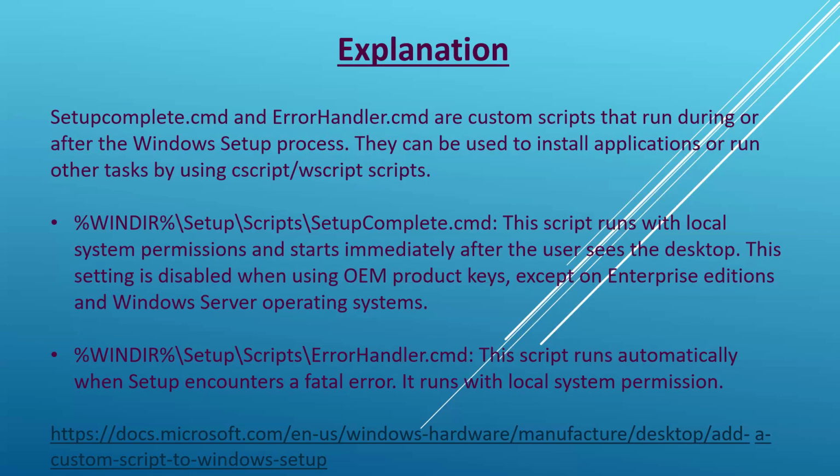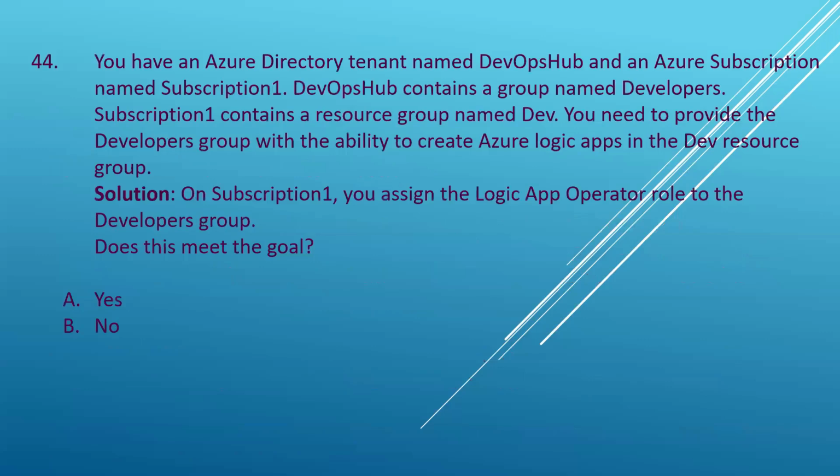Error handler.cmd, which is not in the scope of this question, runs automatically when setup encounters a fatal error. It runs with local system permissions. Now, there is a link on the screen. You can refer to this link to understand more about these things in detail. Moving on to question number 44.